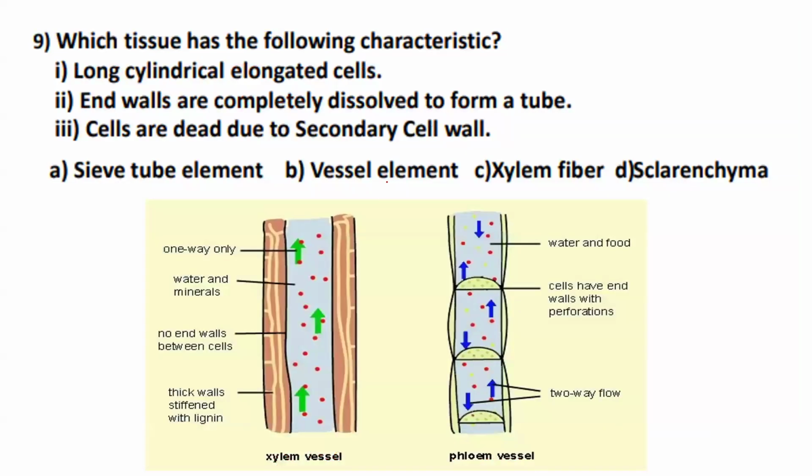Okay. Question number 9. Which tissue has the following characters? Long, cylindrical, elongated cell. End walls are completely dissolved to form a tube. Cells are dead due to secondary cell wall. This is the vessel element. I'll draw this and show it to you. Okay, answer B, the vessel elements.